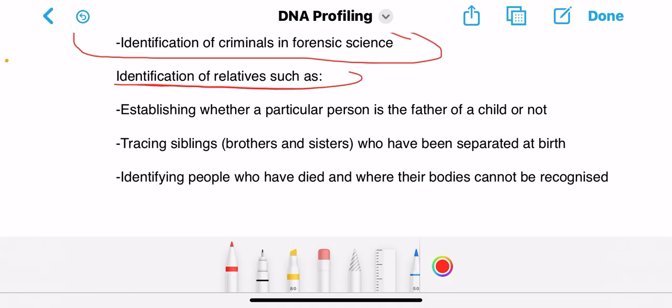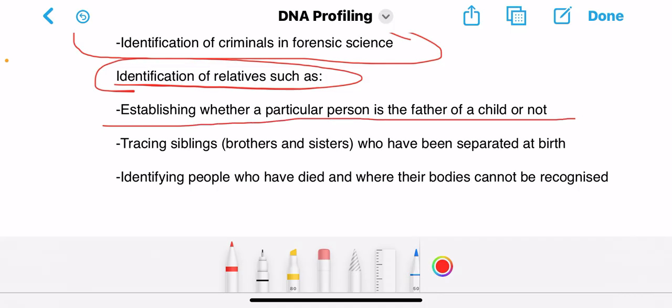Now, it is also used to identify relatives, such as establishing whether a particular person is the father of a child or not. Say you are a woman and you don't know the father of your child, and you've slept with many men. They are going to take those three men, take the DNA of the child and your DNA, extract your bars out of the child's, then match the remaining bars with the bars of the men to see which one is the father.